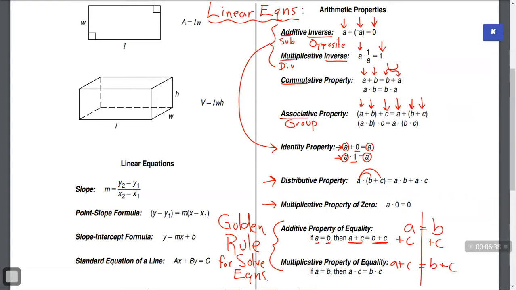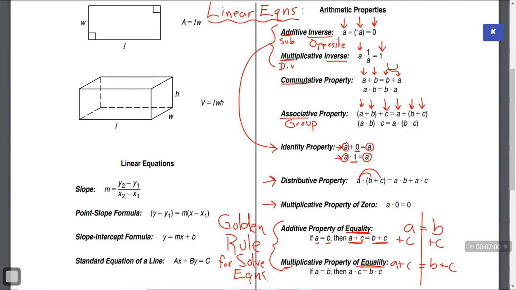It's basically saying what you add to one side of your equation, you must also add to the other side of the equation. Same with multiply. All right, so if I multiply one side of the equation by C, I have to multiply the other side of the equation by C in order to keep things equal. It's a property of equality because the goal is to keep things equal. That's why it's of equality. And that's why the golden rule is what really applies here.